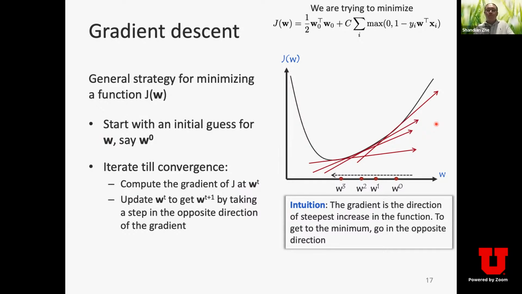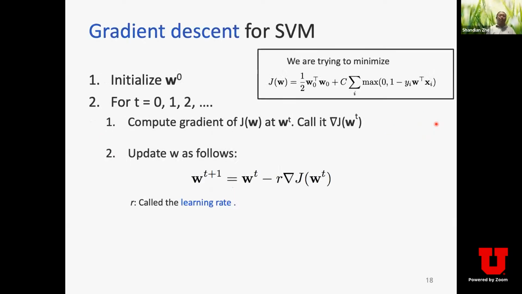Now let us try to apply this framework to our SVM. This is our SVM objective function. We initialize our model parameters. Then in each iteration, we compute the gradient at the current model parameters, which we denote by this gradient. Then we update our model parameters using gradient descent. Here, we introduce a positive constant R, which is called the learning rate. So this looks straightforward, right?